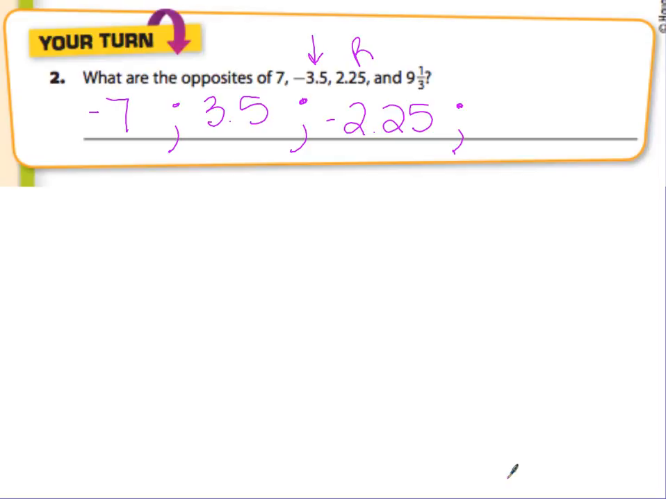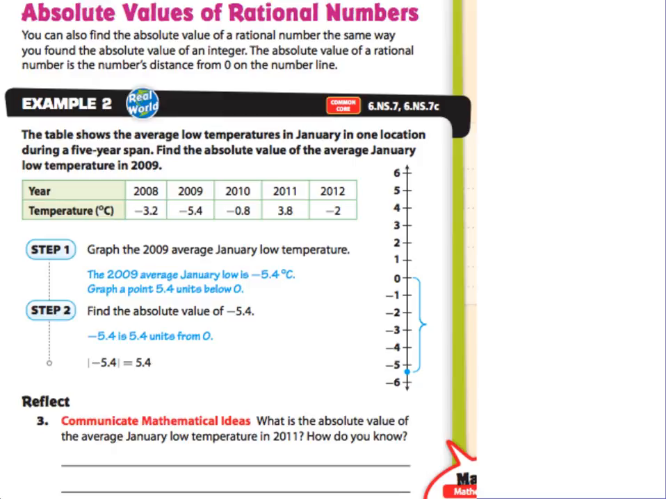And 9 and 1/3. Well, this is 9 and 1/3 up or right. So again, this could be right or up. And so the opposite has to be 9 and 1/3, but down or left, making it negative. So again, it doesn't matter that fractions and decimals are a part of it. If they give you a positive number, the opposite is that same number, but negative, because it's the same distance from 0.